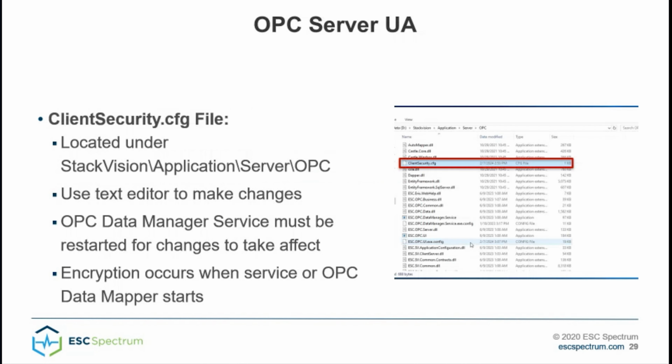So this is where the file lives in the StackVision application server under OPC. You use a text editor to edit it, and you would basically set your URL, your username and password. It's sort of like a host file, if you're familiar with that, to connect. Now in 7.5, whenever the service starts up, for those of you that are already using this, it'll automatically encrypt the file when you update and services start up.